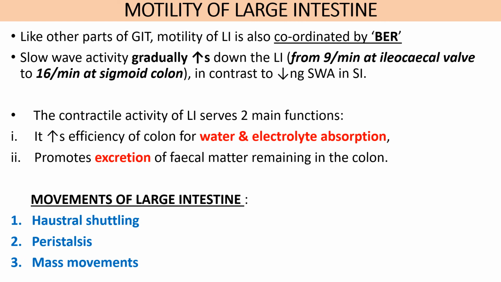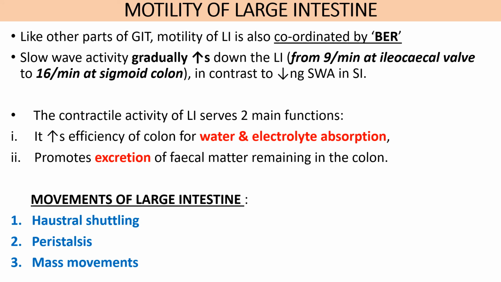Like other parts of the gastrointestinal tract, the motility of the large intestine is also coordinated by the basal electrical rhythm. The slow wave activity gradually increases as we go from the ileocecal valve towards the sigmoid colon. That means the contractions are more at the sigmoid colon level compared to the ileocecal valve level or the ascending colon level. The two main functions of large intestinal motility are to increase the water and electrolyte absorption from the gut and to promote excretion of fecal matter from the colon.